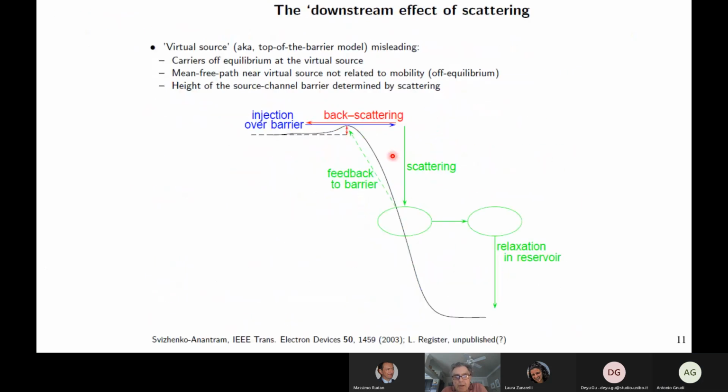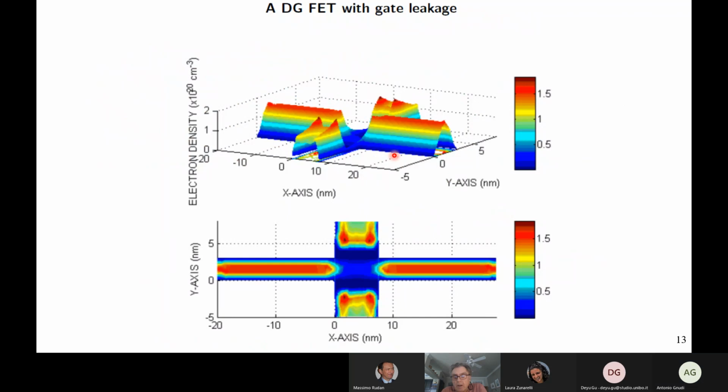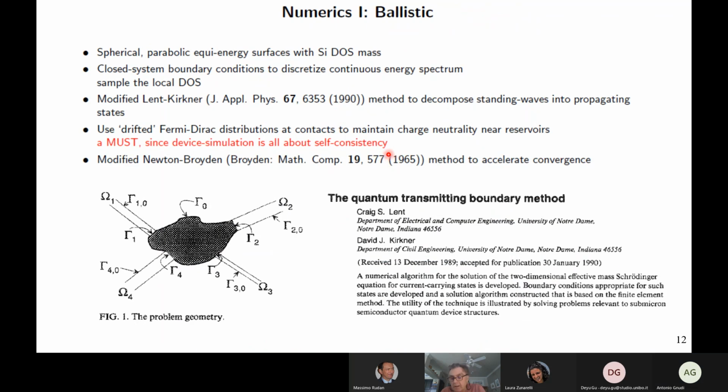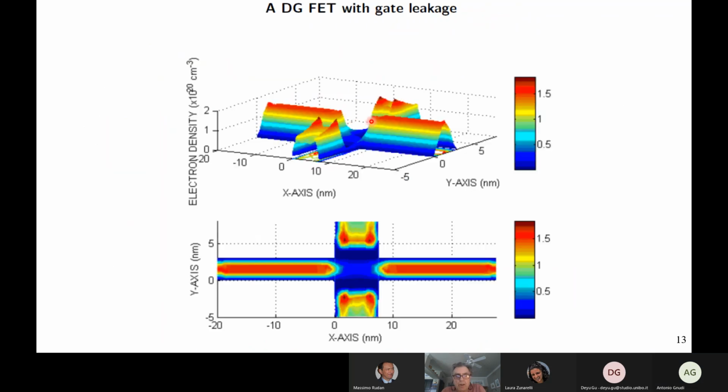Okay, where was I? Okay, I'll show you some examples. This is one piece of work that was done by my colleague at IBM, now retired, Steve Laux. This is a double gate FET. You see it from the top. This is actually, I think, the potential.